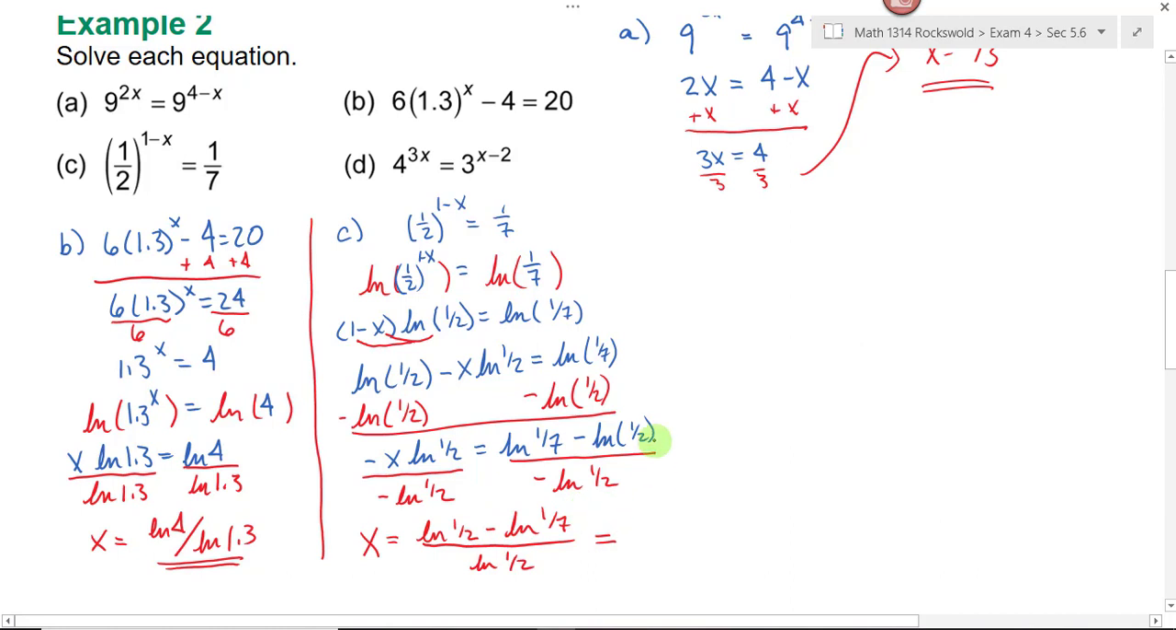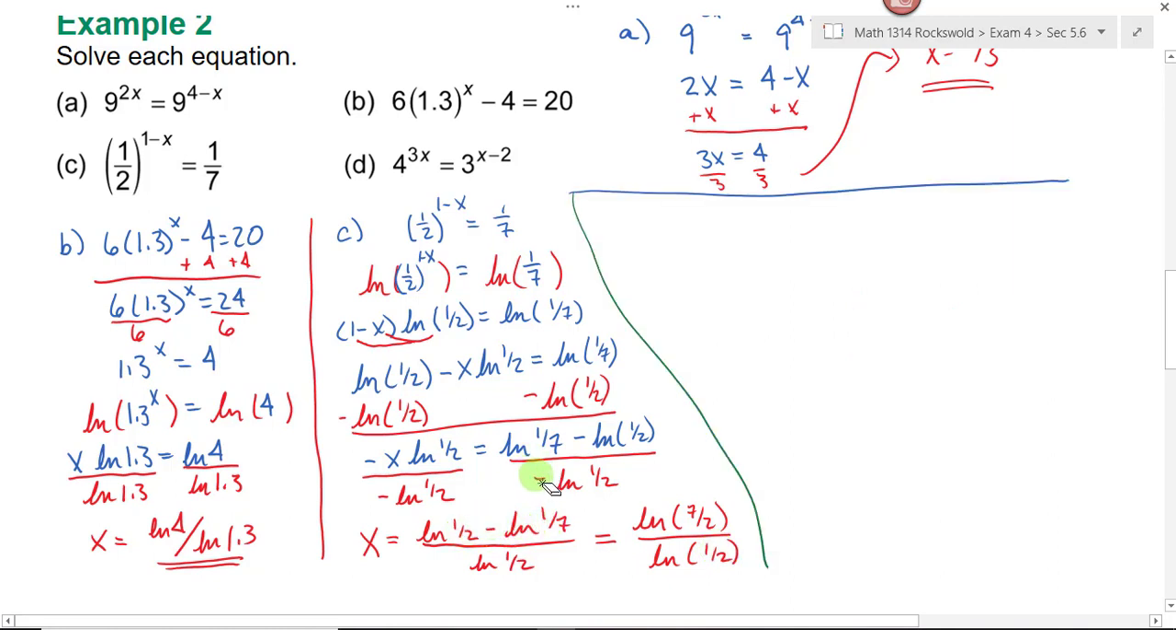So that'll be equal to, let's just look at this as an aside. If I have 1/2 divided by 1/7, you have a fraction over a fraction. How do you simplify that? That's 1/2 times what? And that gives us 7/2. So I could rewrite this as the natural log of 7/2 divided by the natural log of 1/2, using the quotient rule to combine these two terms.